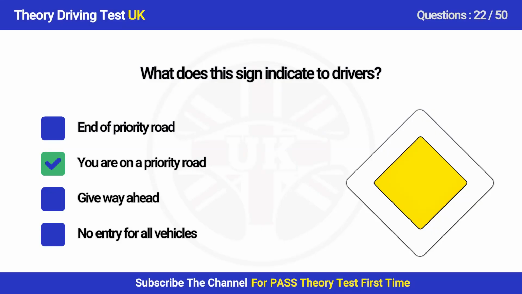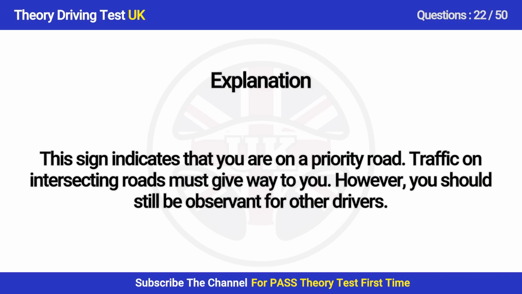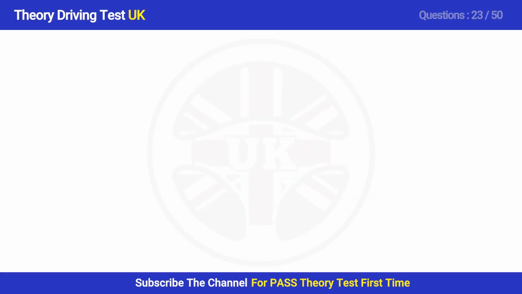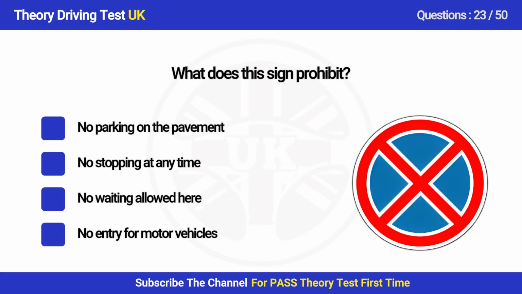Answer is B. You are on a priority road. This sign indicates that you are on a priority road. Traffic on intersecting roads must give way to you. However, you should still be observant for other drivers. Question 23. What does this sign prohibit?